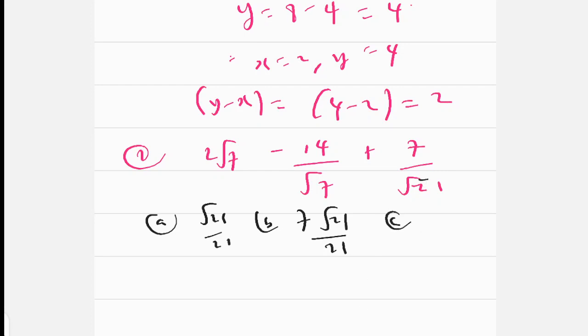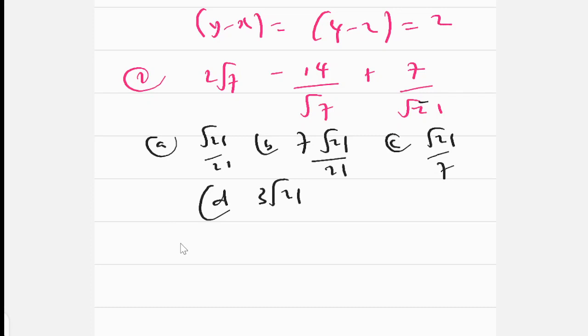So then root 21 over 7, and D, so we have 3 root 21. So how do you solve this kind of question? We have 2 root 7 minus 14 divided by root 7 plus 7 divided by root 21. First of all, what do I mean by root, or radical? When you have this kind of radical, we call them surd.